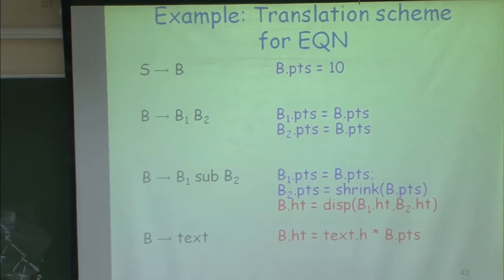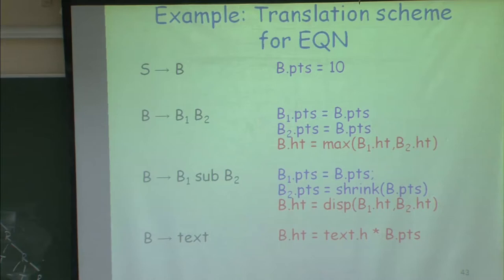What about B height here? B height is going to be simple: whatever is the max of the two, that will become the B height. I mean, assuming that at least there is going to be alignment at one position. And then, what is the height of the start symbol or the whole text? That is going to be the B height here, right?